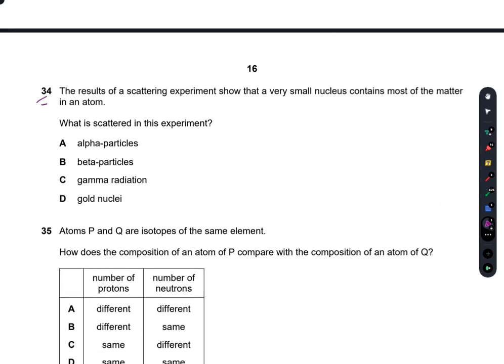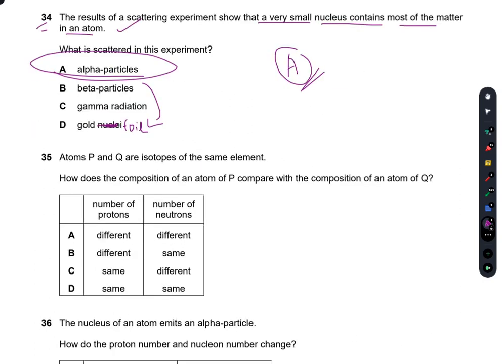Question number 34. The results of a scattering experiment show that a very small nucleus contains most of the matter in an atom. What is scattered in this experiment? If you see this statement and think about it, you will get to know this is about Rutherford's experiment, in which he concluded the planetary model of the atom, and he used alpha particles and a gold foil, and alpha particles were bombarded on a gold foil. So A would be the right option.